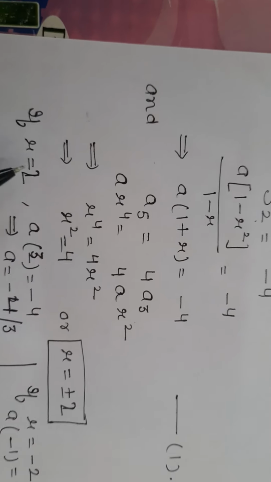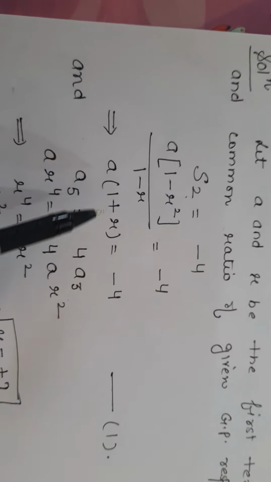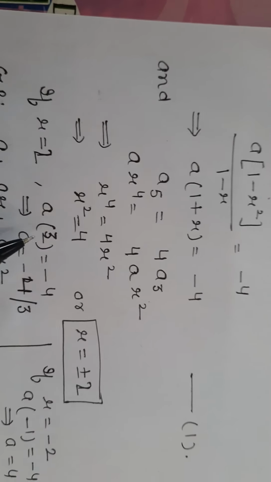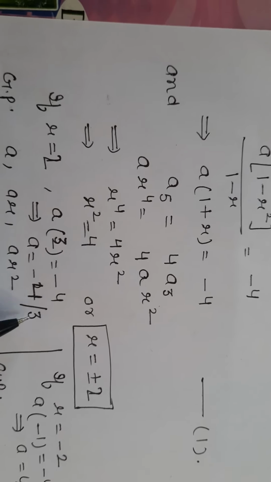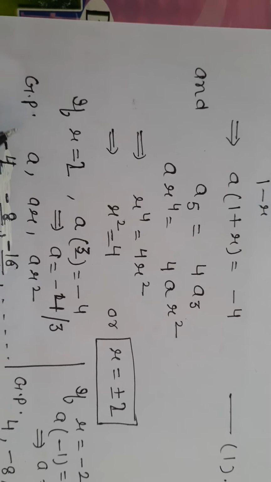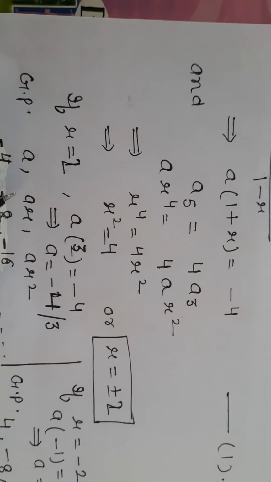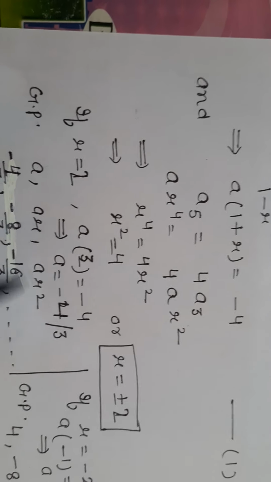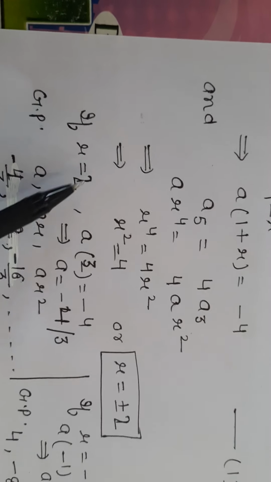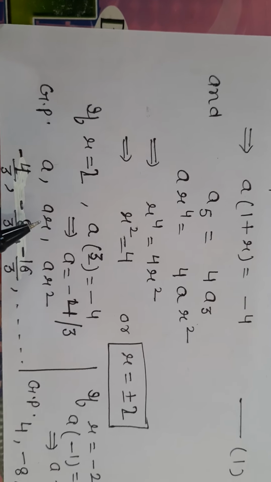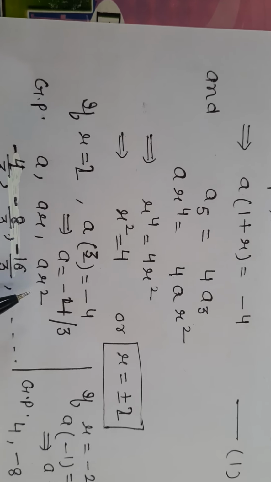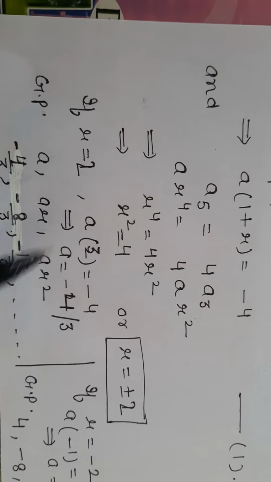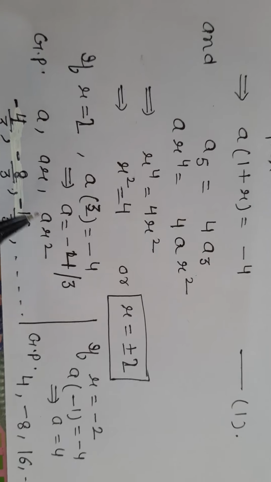Now, case 1, when R is 2, put the value of R here. You are going to have your A is equal to minus 4 by 3. In this question, you have to find the terms of GP. Now, the GP is A, AR, AR square. The first term is minus 4 by 3. Common ratio is 2, so minus 4 by 3 into 2 is minus 8 by 3. Then, minus 4 by 3 into 2 square is minus 16 by 3.